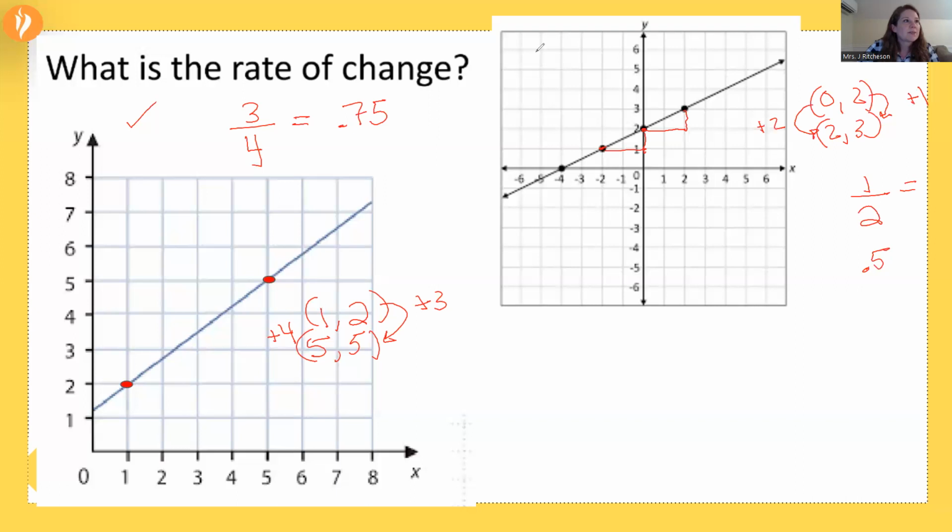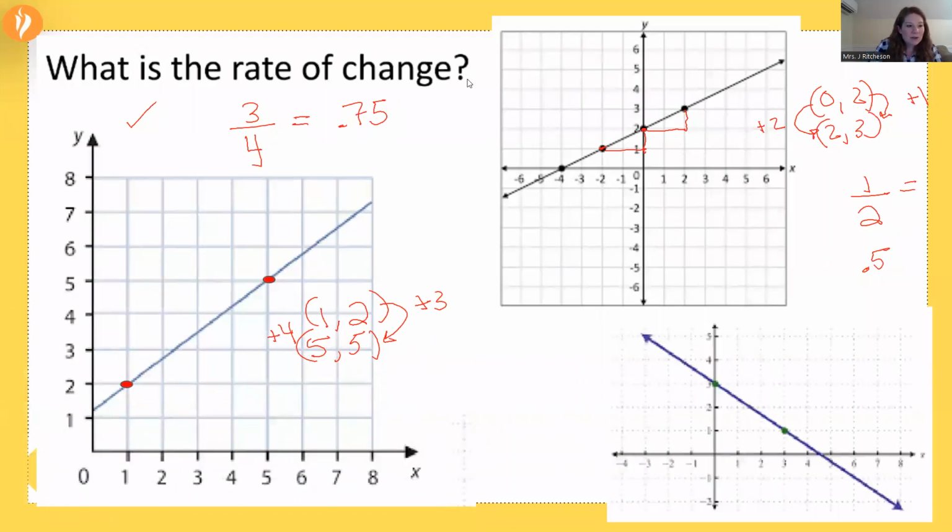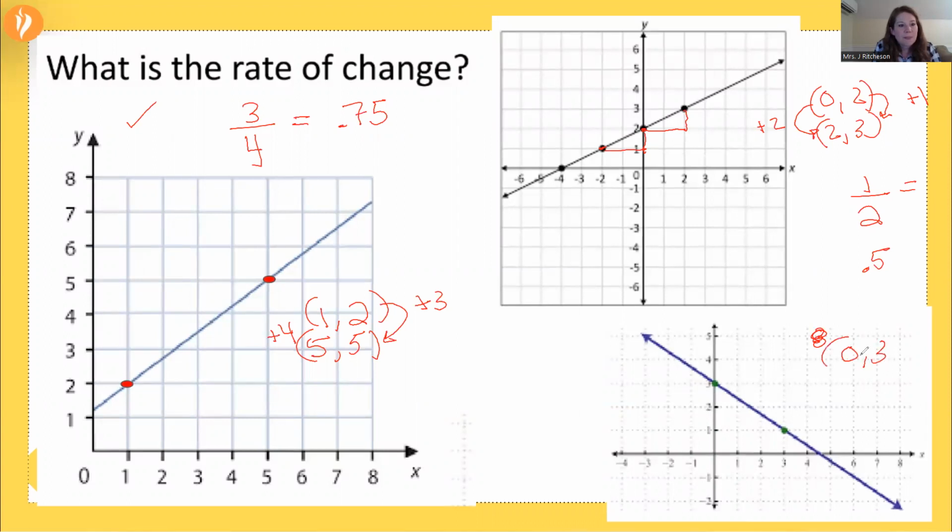All right, let's look at the last one on this page. Let's write our coordinates. What's this coordinate right here? Sorry. This coordinate right here is 0, 3. And this coordinate right here is 3, 1. So what is our change in y? From 3 to 1, we go -2 over +3. So our rate of change is -2/3. Now, -2/3 will be 0.66666.